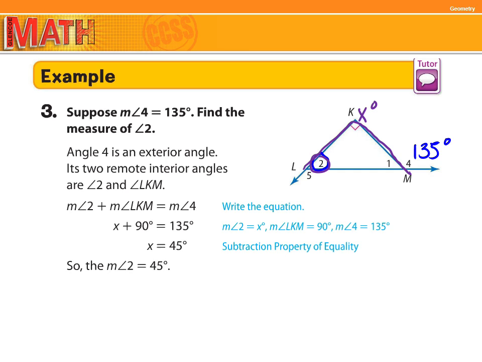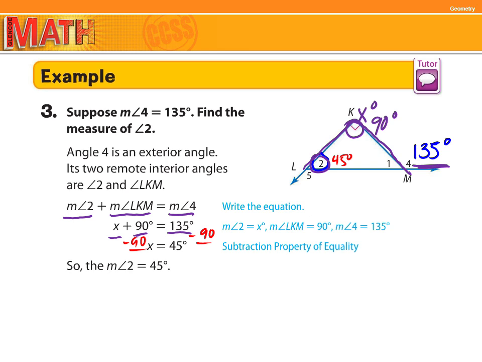So we're going to take the measurement of angle 2, which we don't know, plus the measurement of angle LKM. We know that measurement, right? It's right here, 90 degrees. That red box tells us that, so that's where we get the 90. So X plus 90 equals the measurement of angle 4, which is 135. We're going to subtract 90 from both sides. I'll write the step in there since they didn't have it on here. So X is going to equal 135 minus 90, which is 45 degrees. So the measurement of angle 2 is 45 degrees.